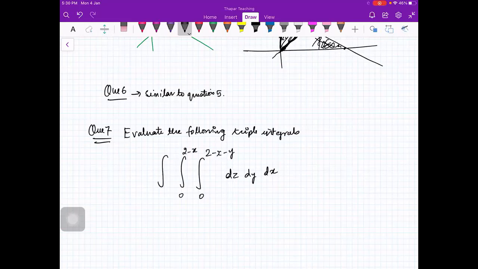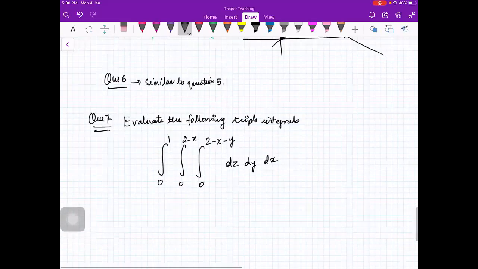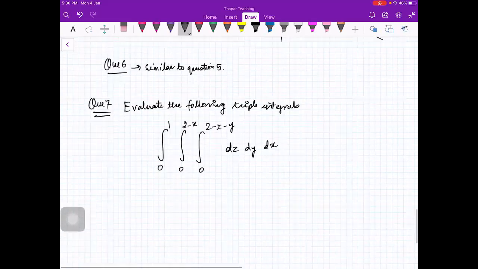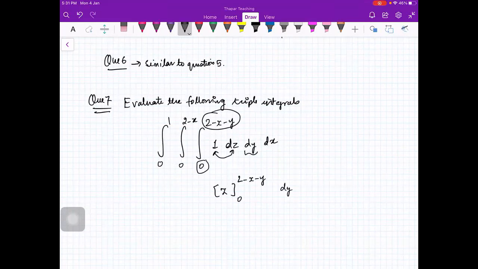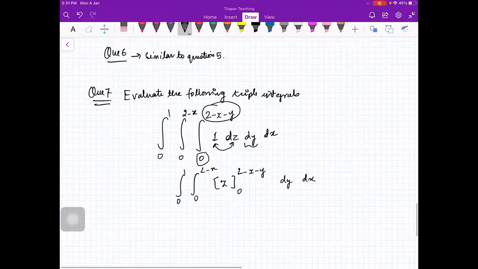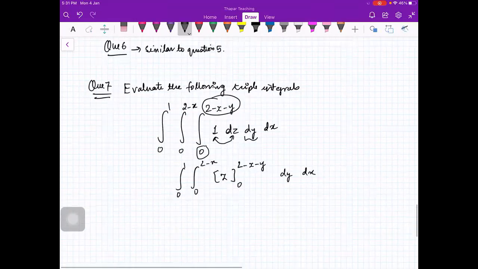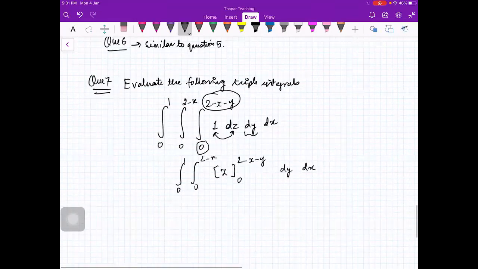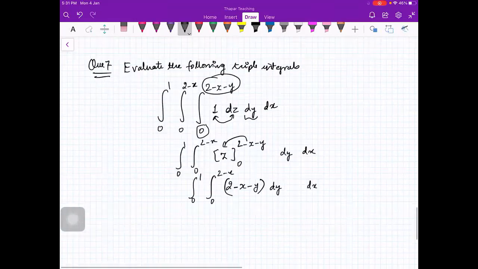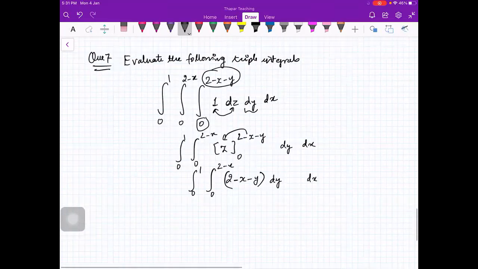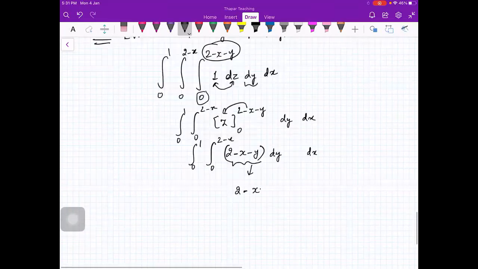2 minus x, and then you are having 0 to 1. So you see, your integrand here is 1. First you will integrate with respect to z, so you will get z, and these are the limits for z. 0 to 2 minus x minus y, then dy dx. 0 to 2 minus x, 0 to 1. So just put the limits, you get 2 minus x minus y, dy dx, 0 to 2 minus x, 0 to 1. Now you integrate with respect to y.